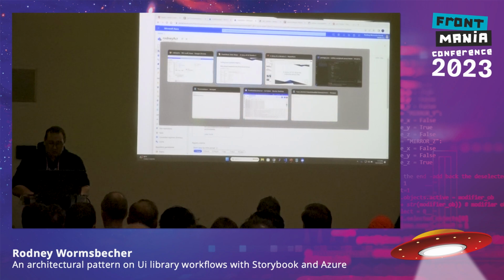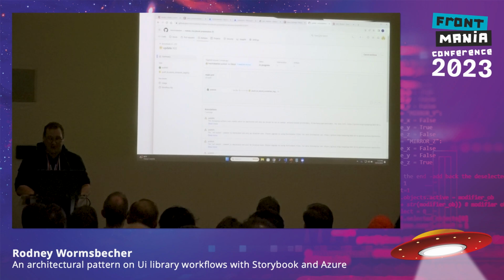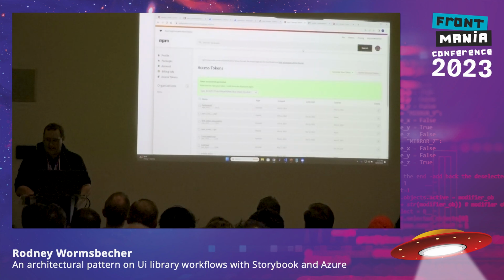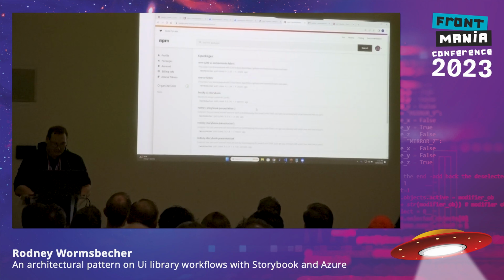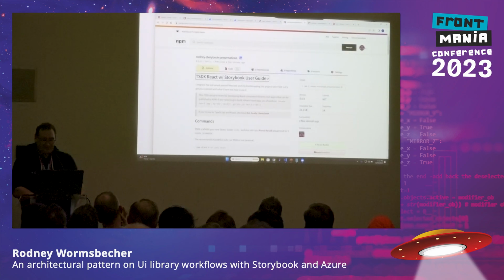Then we get into the update. So the publish has been done. If we go to npm, and we go to our packages, and then presentation 4, it's version 6.0, updated a few seconds ago. So that worked. That's the first part.